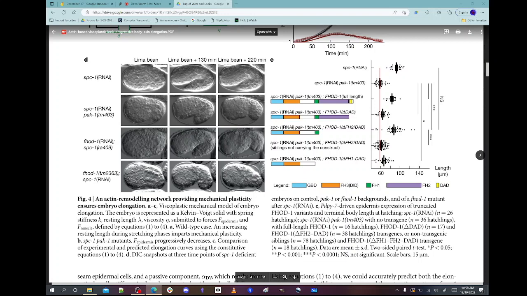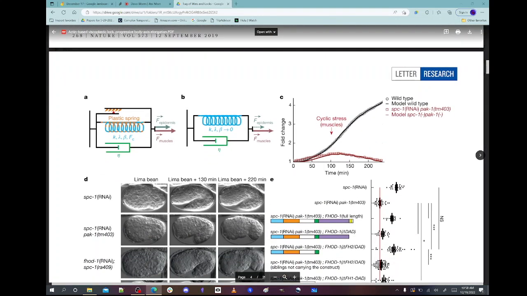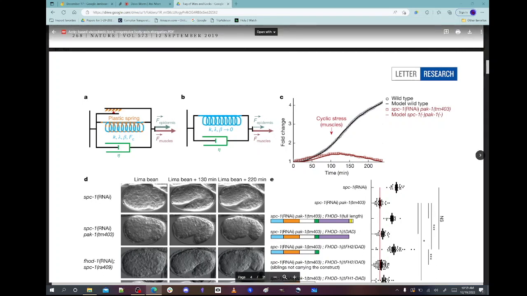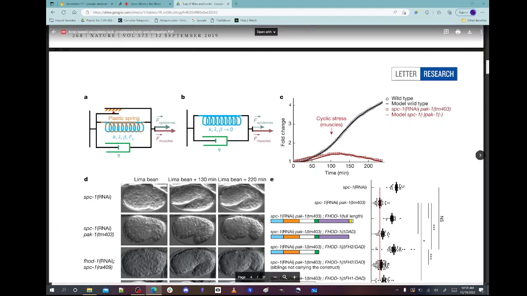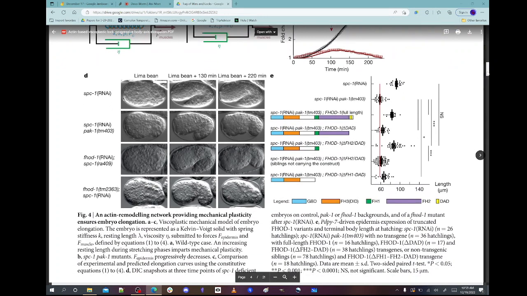An actin remodeling network providing mechanical plasticity ensures embryo elongation. This is figure 4. This shows a spring model of what's going on here. Here's a plastic spring and dashpot model, is what they call this. So the dashpot is here, the spring is here. And this shows the forces of the epidermis and muscles acting on this plastic spring. And that's how they model it, using a spring and dashpot model.